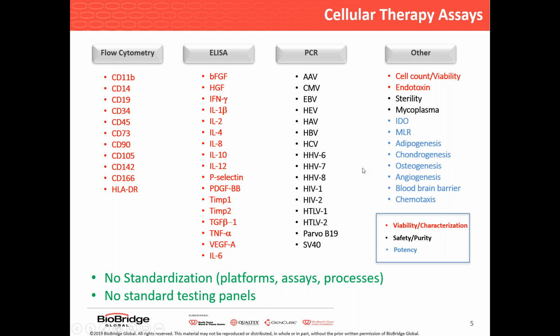And really the key here is there are a lot of them, but there's really no standardization like we see for the donor screening that I showed you previously. In other words, it's really kind of the opposite extreme. There's really no standardization of platforms, assays, or processes. And the other thing, there's really no standard panel. In other words, when customers come to us, we're doing testing for maybe some of the flow cytometry, some of the ELISA and PCR. There's really not a standard panel, which is what we see in donor screening routinely.